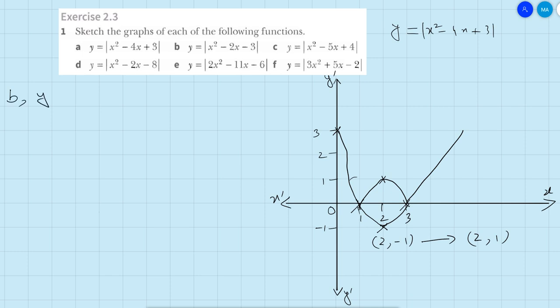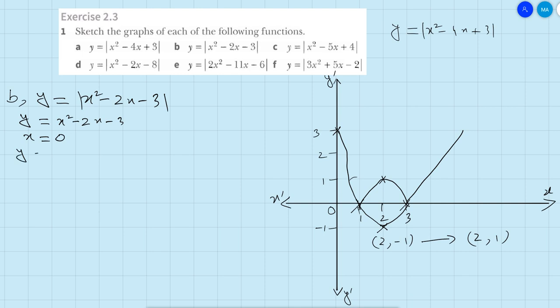Part B is y is equals to x square minus 2x minus 3 absolute function. Same steps. First, we have to take the question without absolute function. So y is equals to x square minus 2x minus 3. First, we have to find y-intercept by putting x is equals to 0.